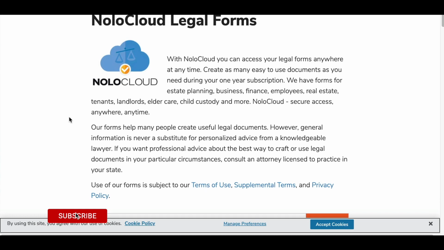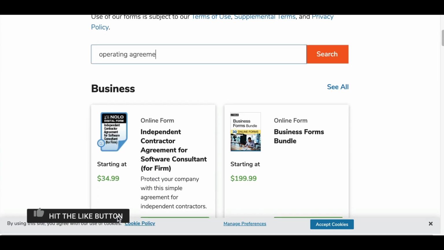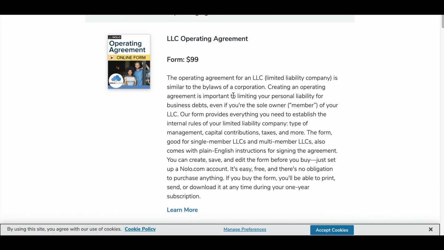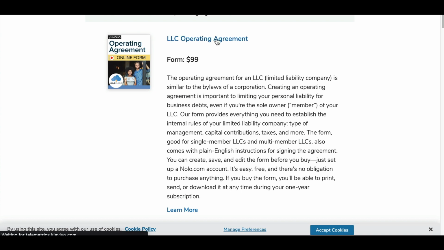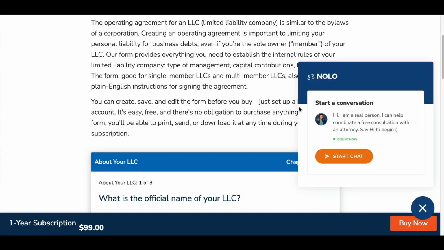Now, Nolo has legal forms that you can use. We're going to look at the operating agreement for an LLC and see what they have here. I think you have to pay for their forms. So their LLC operating agreement is $99. It is an online form. Let's click on it and see what else comes up. You can create, save, and edit the form before you buy it. You just set up a Nolo account.